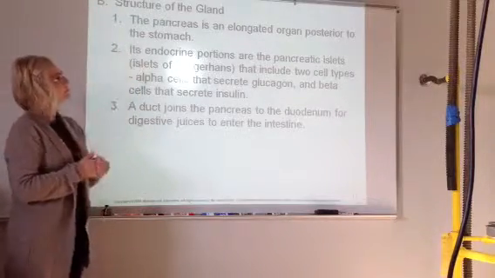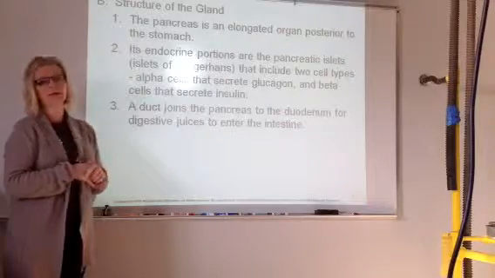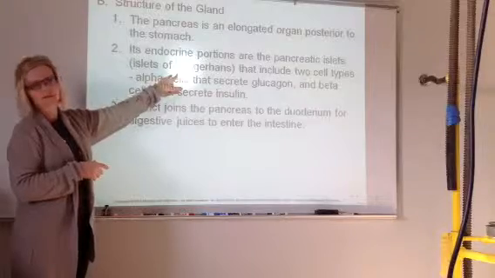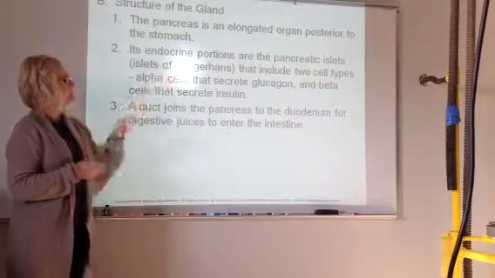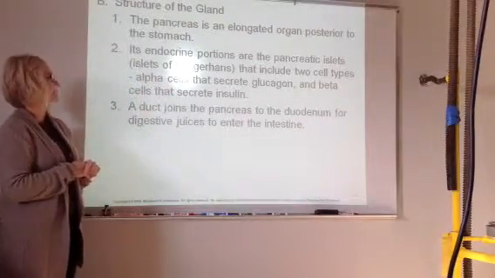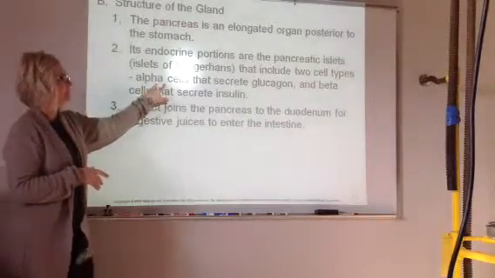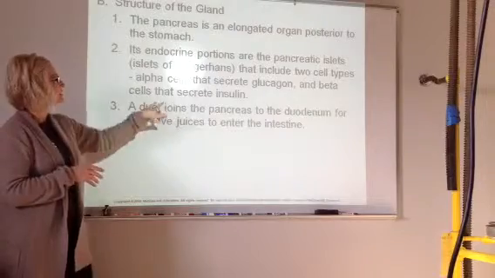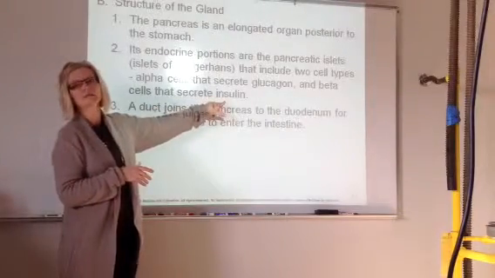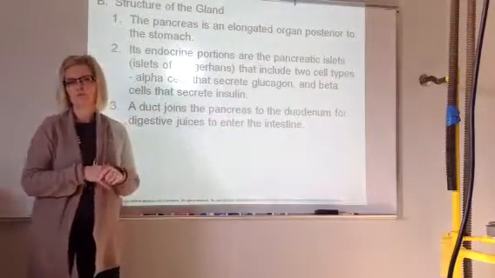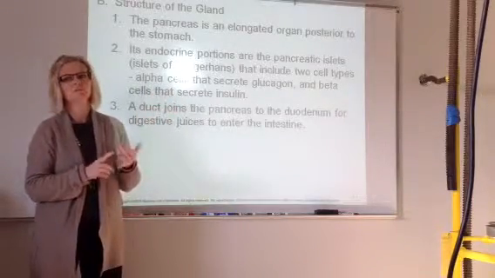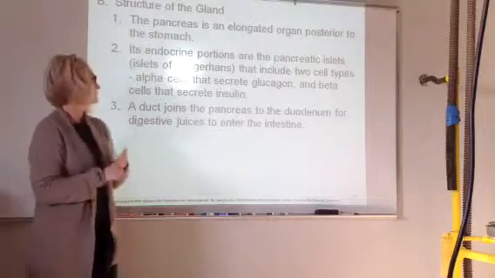The endocrine part of the pancreas is the pancreatic islets, called islets of Langerhans. They include two types of cells. Alpha cells secrete glucagon, and beta cells secrete insulin. That you should probably know. So alpha glucagon, beta insulin.